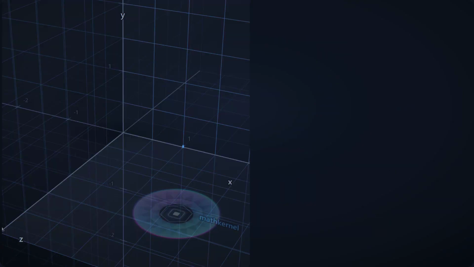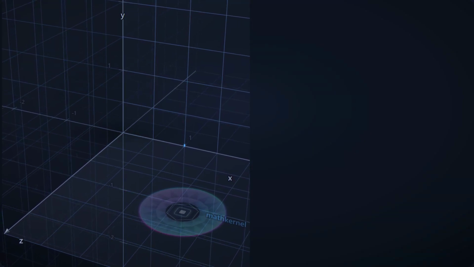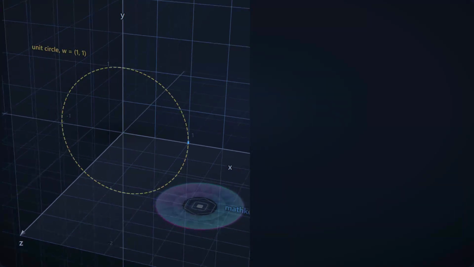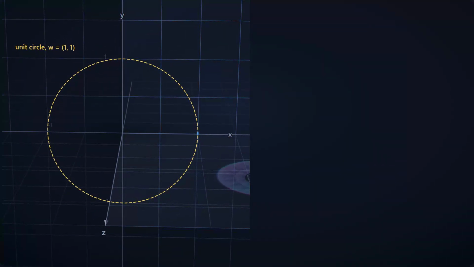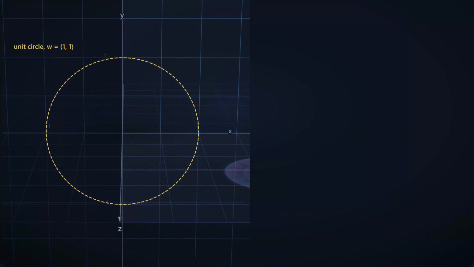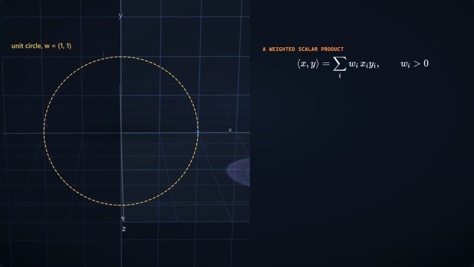Here's the thing most people miss on a first pass. The standard dot product is not the only scalar product. It's just the most symmetric one. Meaning what exactly? If I go and change the recipe, don't I just get something that isn't a scalar product anymore? Not necessarily. Suppose some directions matter more than others. Give each coordinate its own positive weight, and define the product as that weighted sum, w1 x1 y1, plus w2 x2 y2, and so on. So it's the same multiply and add, but each term gets a dial turned up or down. Exactly.